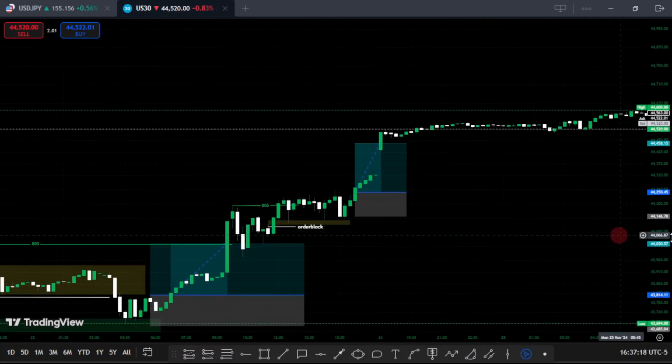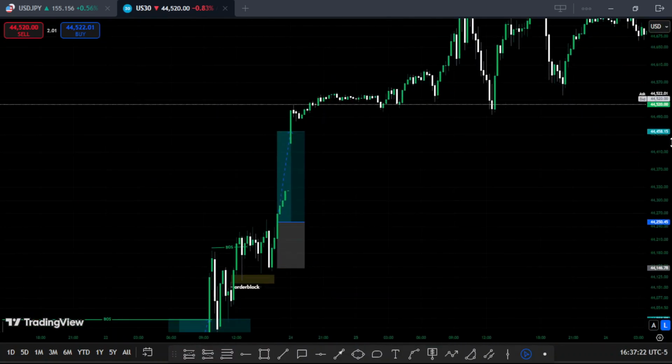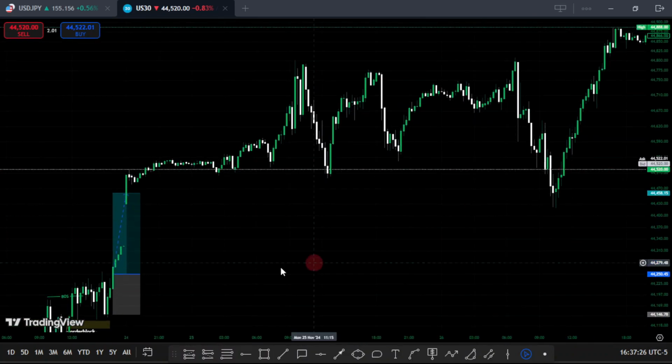Okay, you can see how our buy structure is forming basically. Now another one. Okay, what do we see here?